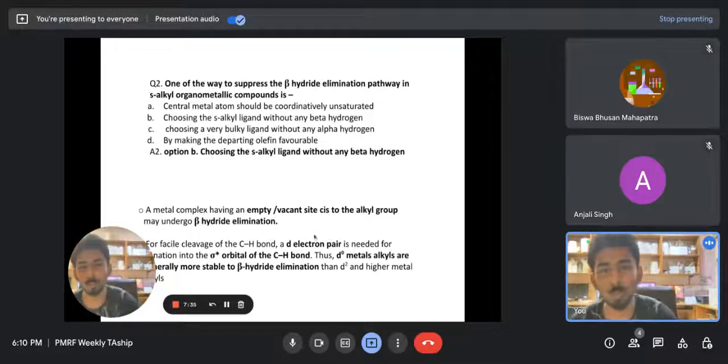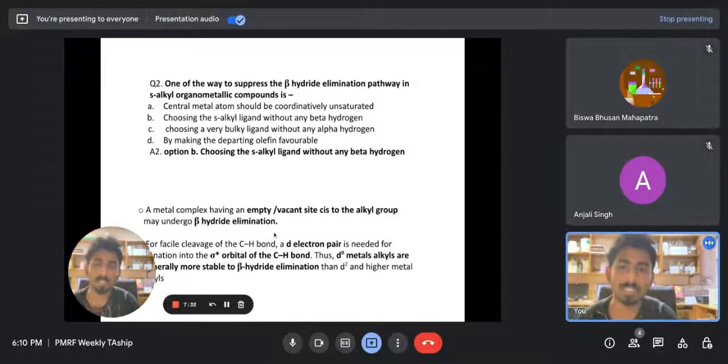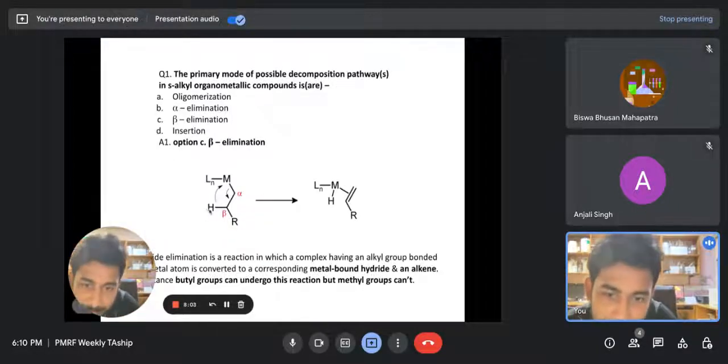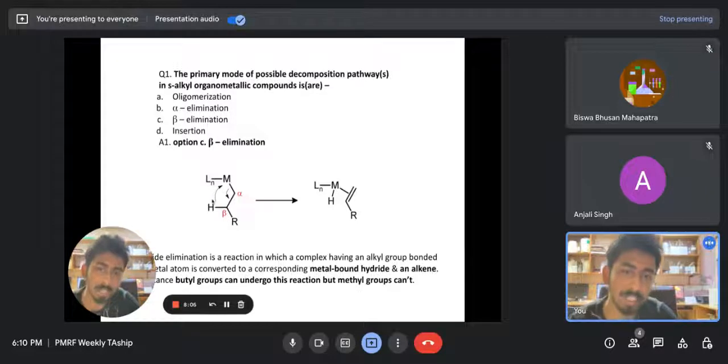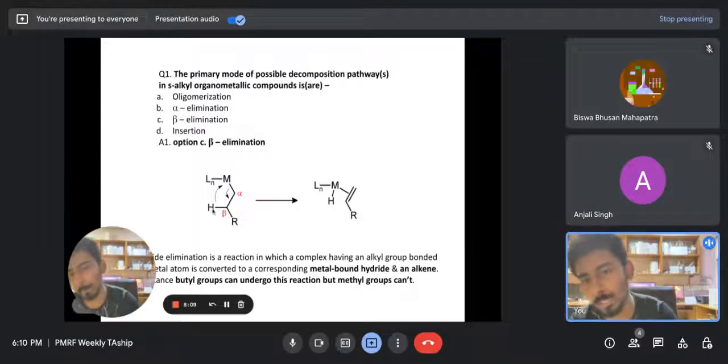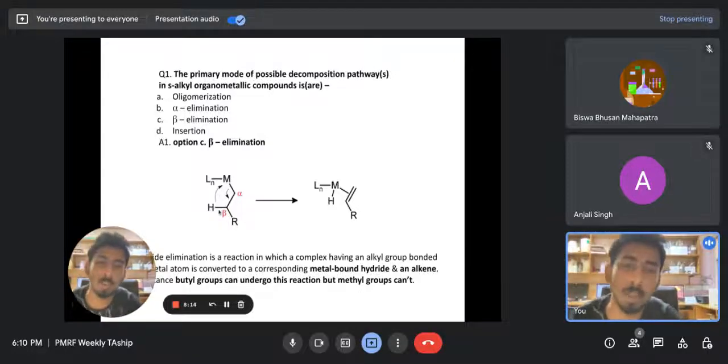Firstly, I have noted 2 points here. You can note it down. First one is the metal complex must have an empty or vacant site cis to the alkyl group that may undergo beta hydride elimination. So if the metal atom does not have an empty space or vacant site which can allow the alkyl group to come to the cis orientation of the metal atom, then it will not allow the group to undergo beta hydride elimination. Just in the previous example, I have shown you if this space is blocked by the ligand framework so that this alkyl group is not able to undergo a syn or cis orientation with the metal atom, then this will not undergo a beta hydride elimination.